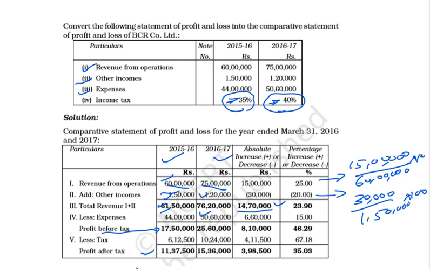So this 17 lakh, that first column, 17 lakh 50,000 into 35%. 35% calculate. You are getting this amount. Okay. Then deduct that one here, and this amount 40% you are getting 10 lakh 24,000. Then deduct that one, you are getting this amount. Then how to get this one? This amount minus this amount, you are getting the 4 lakh 11,500, and then calculate that percentage. You will get the 67.18%. Like that, do one by one.